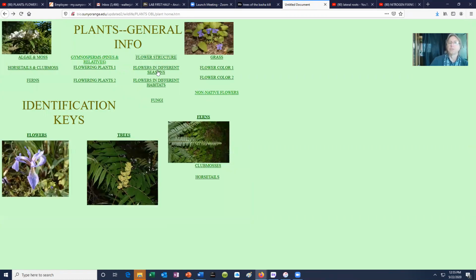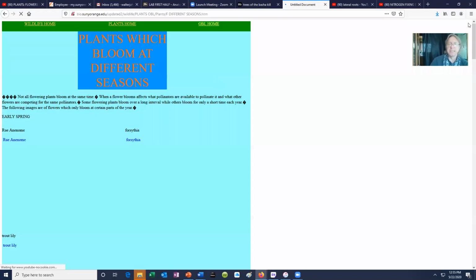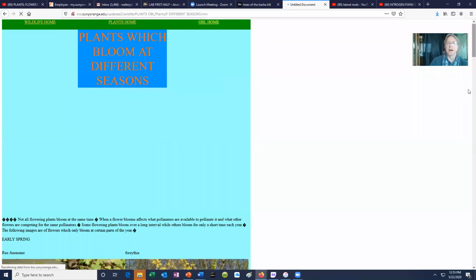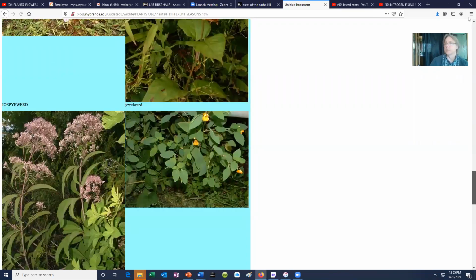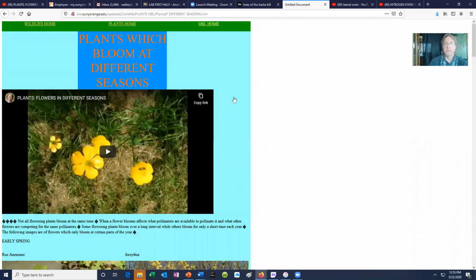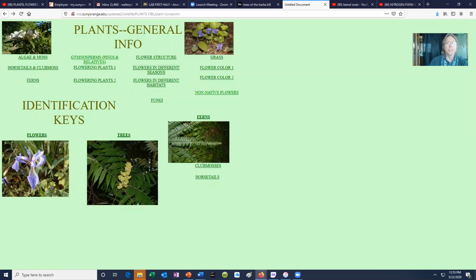There are flowers which tend to grow in different habitats, some more swampy ground, etc. Flowers which bloom in different seasons. And so I give examples of flowers which bloom in spring, in summer, etc. So if that's of interest here. And then I also go through identification keys. Now let me just quickly explain what an identification key is, starting with really simple ones.